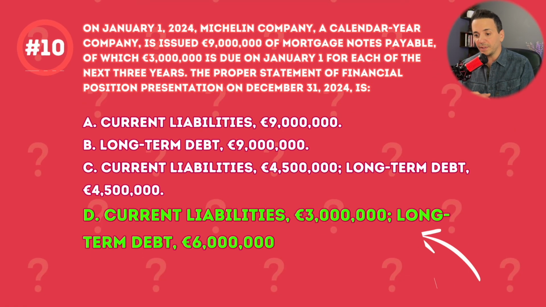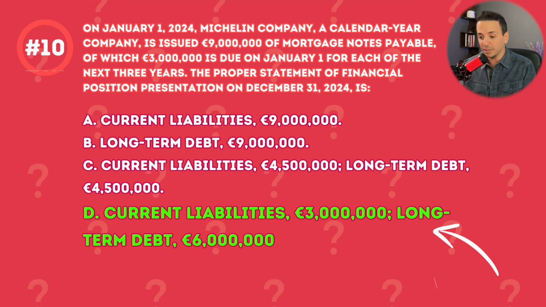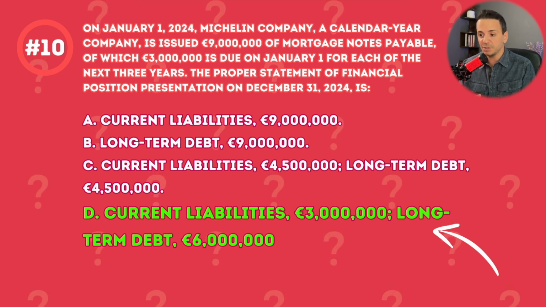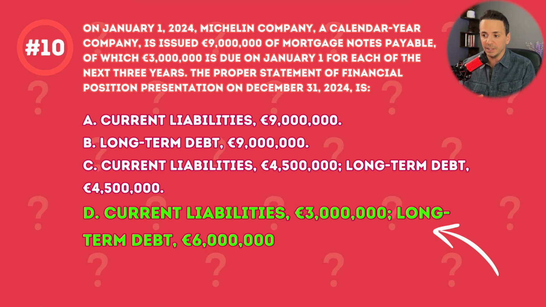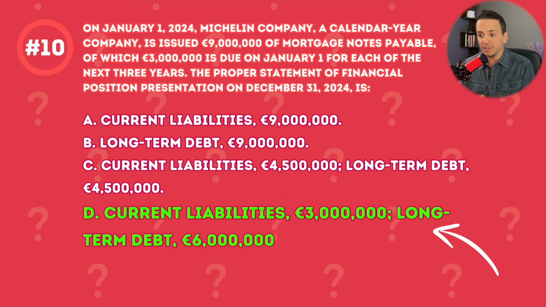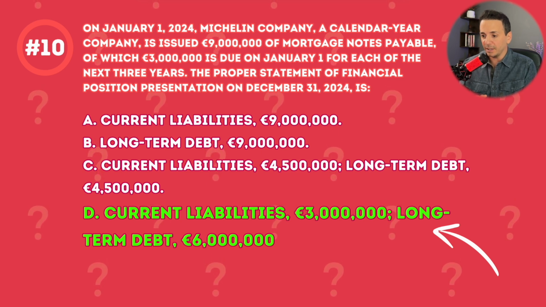All right, of course, the correct answer here is D. Current liabilities of 3 million euros, long-term debt of 6 million euros. This is because the 3 million euro portion of the total 9 million is payable within 12 months, and that makes it a short-term or a current liability.